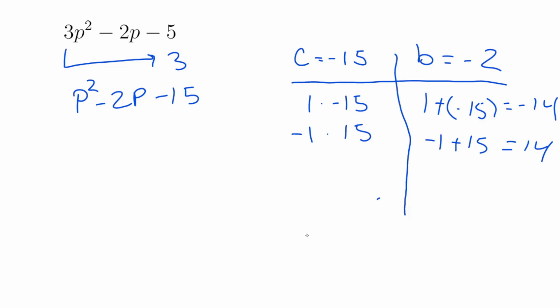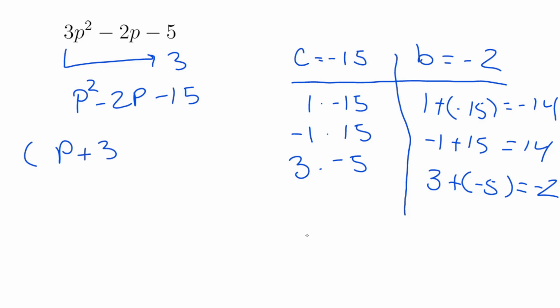What about the two numbers 3 and negative 5? Well, those two numbers do multiply to give me negative 15. They add to give me, though, negative 2. That's exactly what we want. So let's go ahead and make our binomials. We get p. Our two numbers are 3 and negative 5, so we'll have p plus 3 times p minus 5.